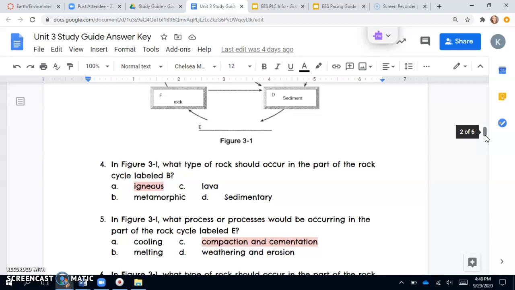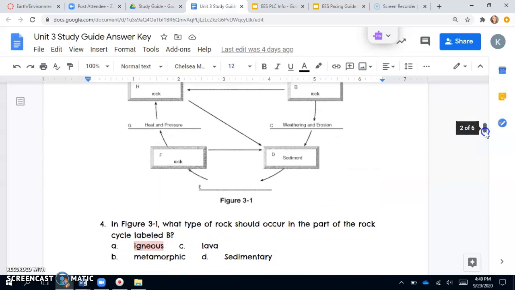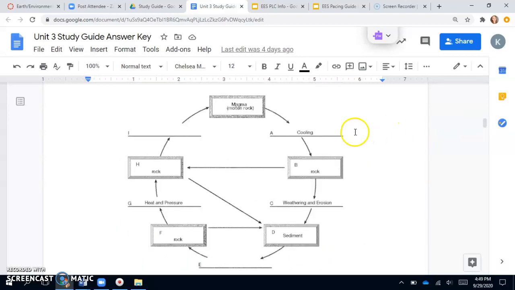Question 5 says in figure 3.1, what processes could be occurring in the part of the rock cycle labeled E? So let's go back and look at E. So let's find it on here.